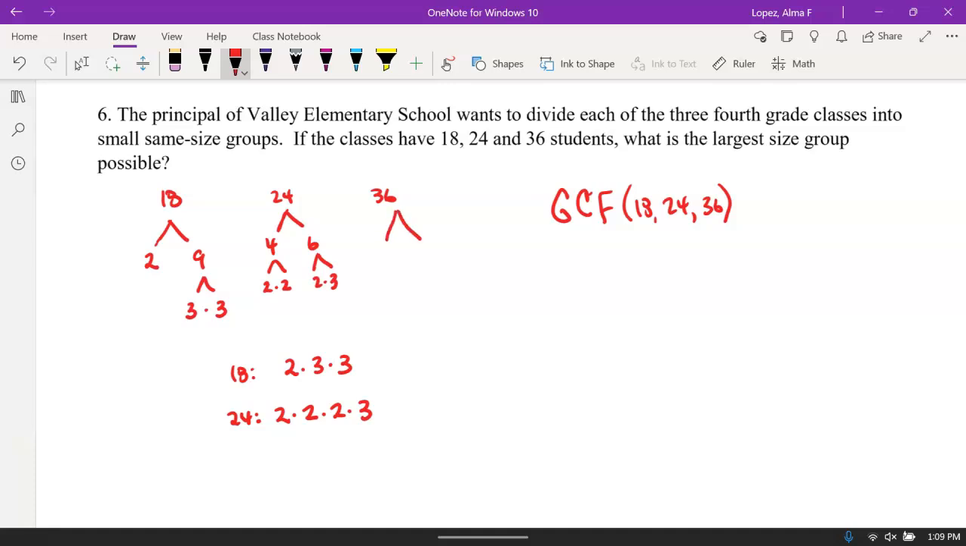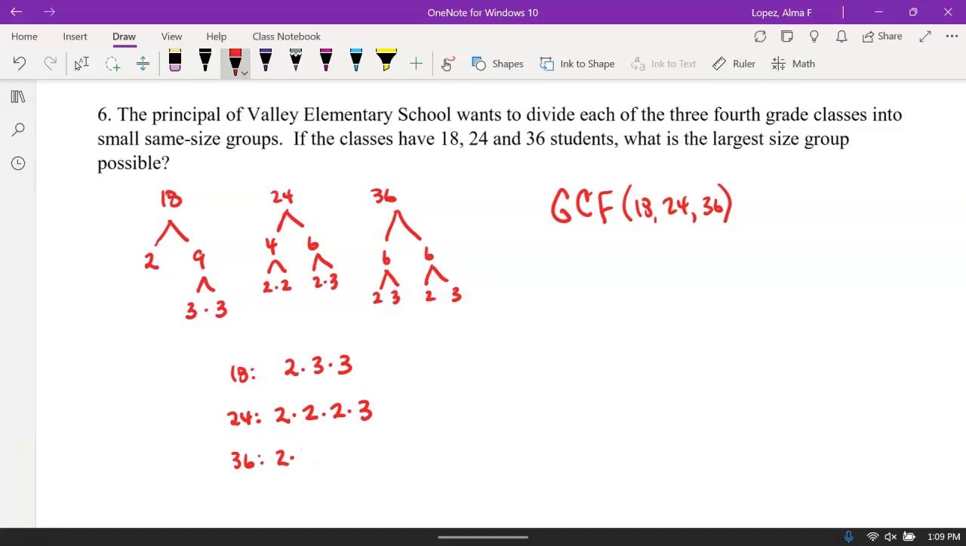And for 36, I see 6 times 6 there. 6 is 2 times 3, 2 times 3. Okay, so for 36, the prime factorization is 2 times, I see 2 2s.